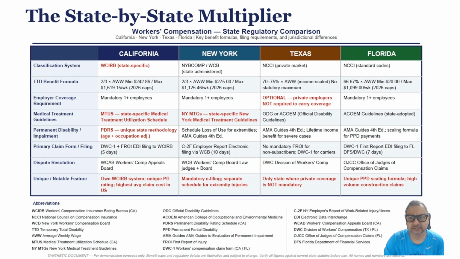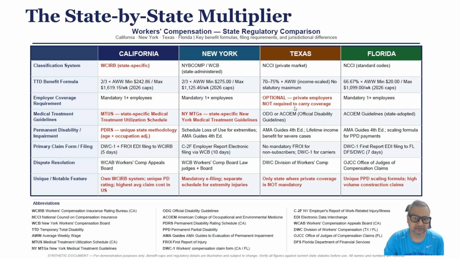What makes workers' compensation particularly demanding is the state-by-state regulatory variation. Every state maintains its own statutes, benefit formulas, fee schedules, treatment guidelines, and dispute procedures. California employs its own classification system through the WCRIB, not the NCCI codes used in 35 other states. It has a unique permanent disability rating methodology, its own medical treatment utilization schedule, and benefit caps that change annually. New York mandates its own medical treatment guidelines and requires electronic filing with the Workers' Compensation Board. Different benefit structure, different forms, different deadlines.